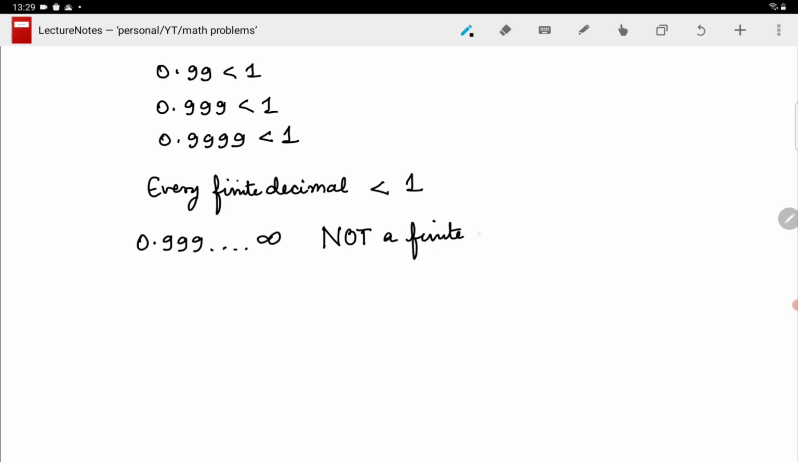The dot means that the process never ends, and infinity behaves differently from our intuition. The difficult part is understanding what we mean by an infinite process. Mathematics tells us that as we keep adding more and more nines after the decimal point, the number gets closer to 1. In fact, it gets so close that there is no gap left. And that's why mathematicians write 0.999 extended to infinity equals 1.